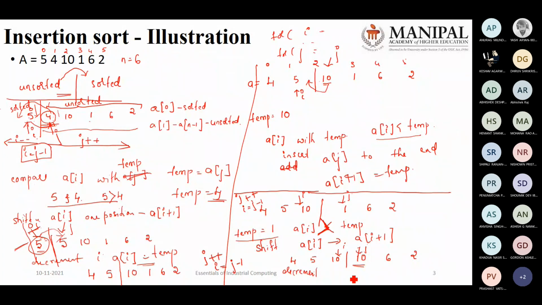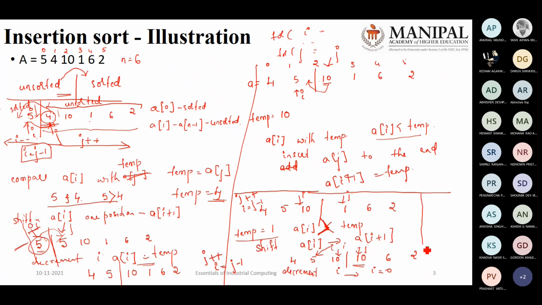Decrementing I should happen till I reaches 0. Till I reaches the first index, you should decrement the value of I. So decrementing the value of I means I will be pointing here. Now you are again comparing temp, which is nothing but the value 1, with A of I. So 5 and 1 will be compared. When you compare 5 and 1, again A of I is greater than temp.